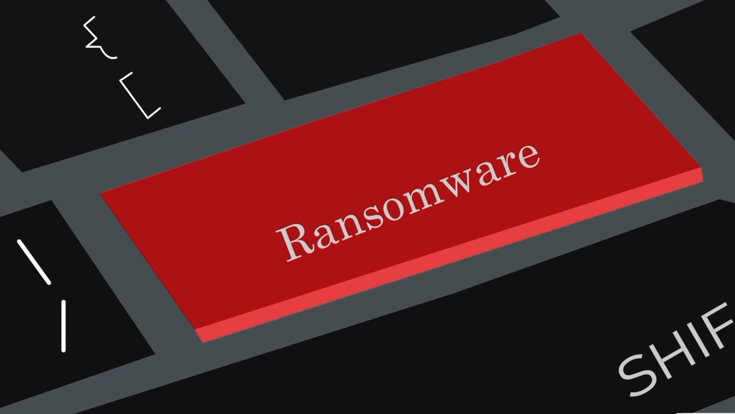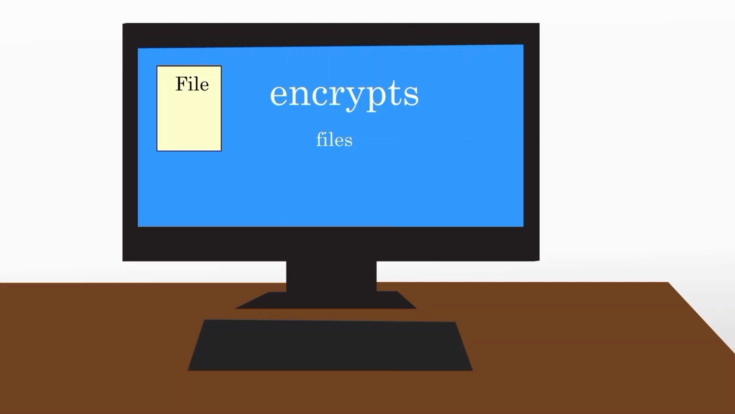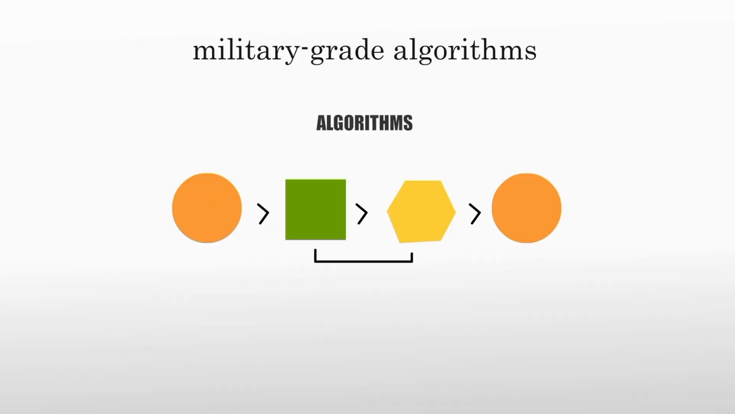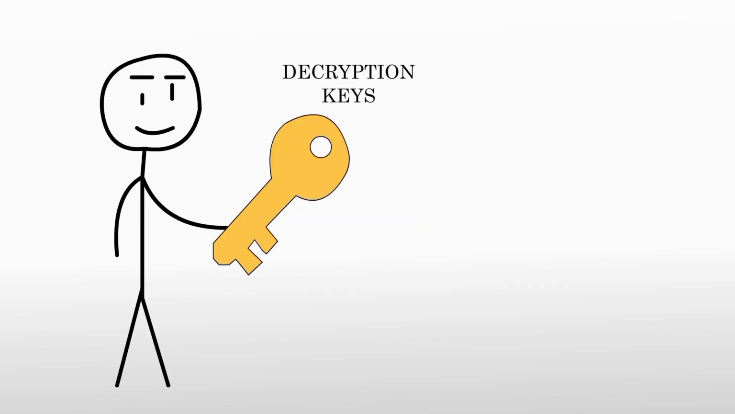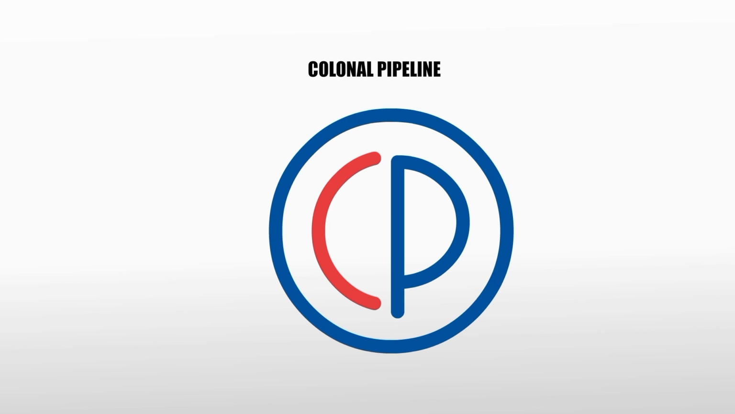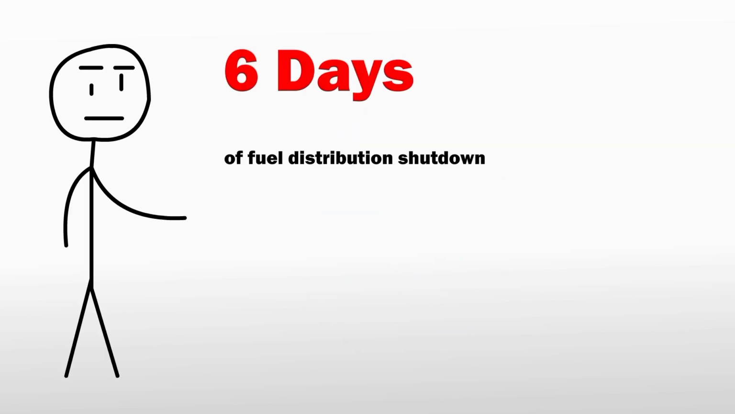Ransomware represents the destructive option. It encrypts every file on target systems using military-grade algorithms. Victims must pay cryptocurrency ransoms to recover their data, if they're lucky enough to receive working decryption keys. The Colonial Pipeline attack demonstrated ransomware's real-world impact. 6 days of fuel distribution shut down across the eastern United States, all because someone opened a malicious email attachment.